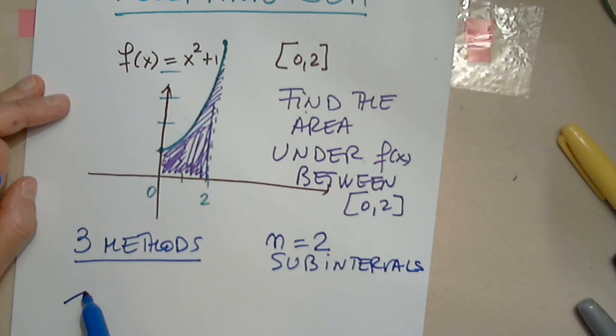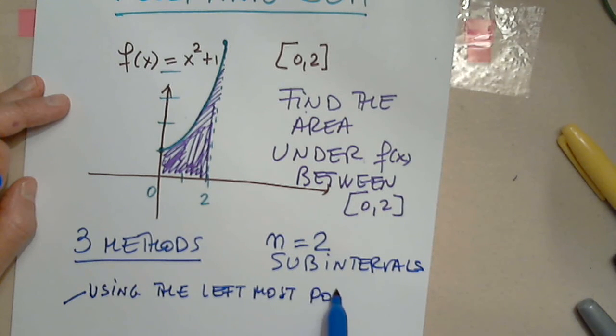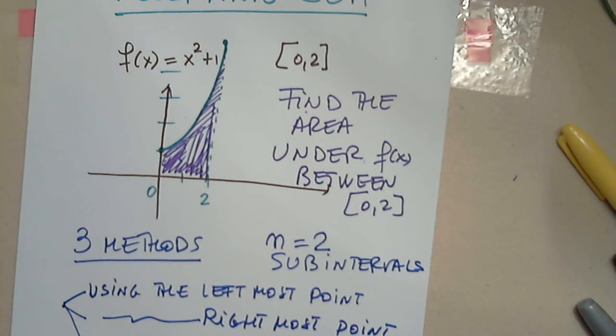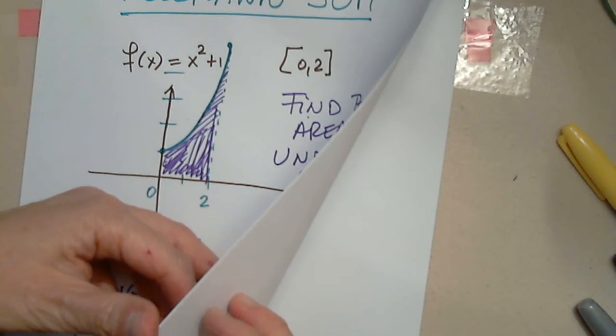First method, using the leftmost point. The second method, using the rightmost point. And the third method, using the midpoint. So we are looking at 3 situations: leftmost point, rightmost point, and the midpoint. What's all this? Okay, in a minute I'll explain.